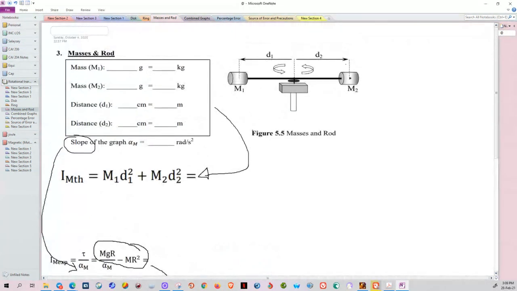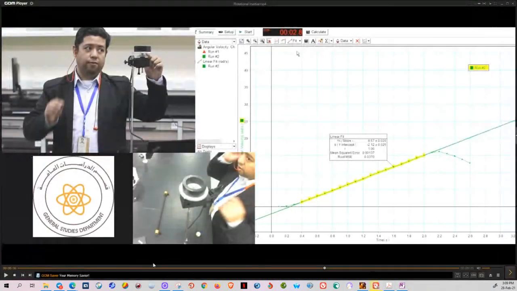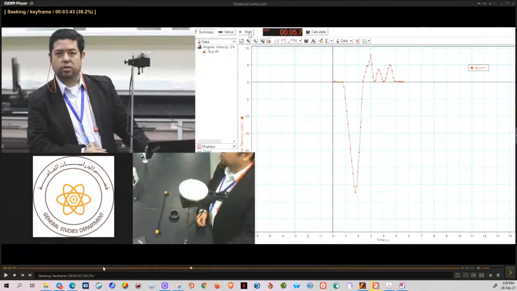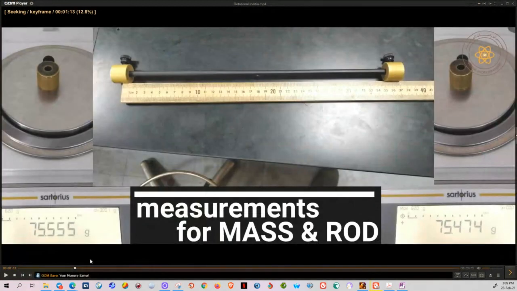Clear? I will not calculate anymore. You have to do some calculation for your own report. I will just show you the reading. So let's go to the video and get the reading of the masses. This is the reading for the mass and rod system. Go ahead and record it in your system. Okay, take the reading and record it in your system. And I will come back in a few minutes.